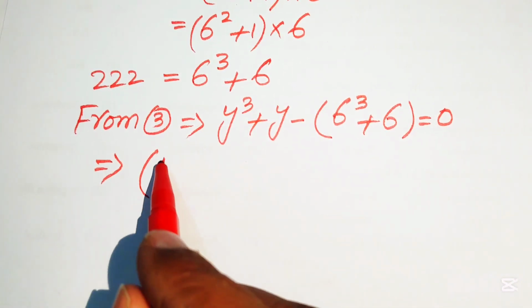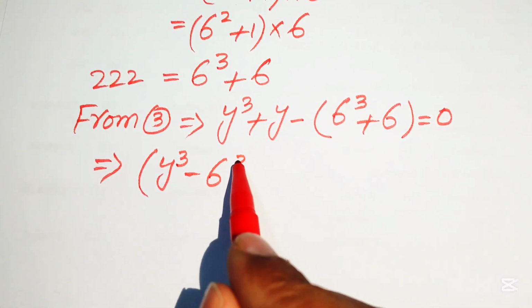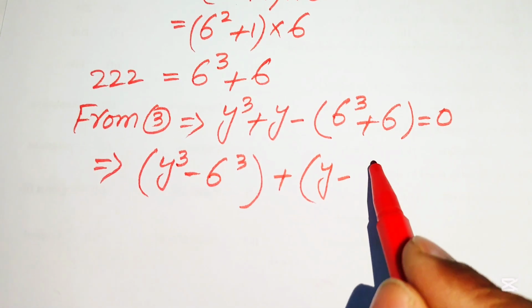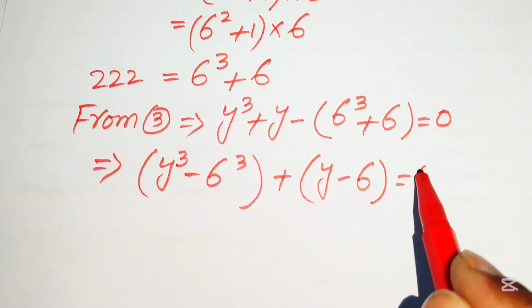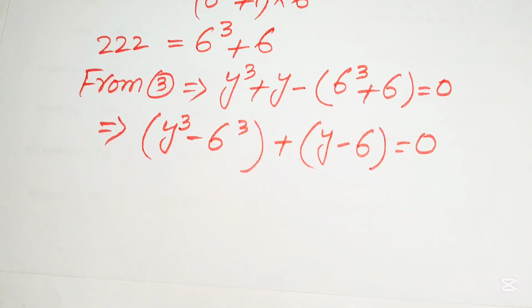So we have the first cubic term, y cube minus 6 cube, plus the remaining terms, y minus 6, and this equals 0. So after this step, here we need the cubic formula. You know about this formula very well.